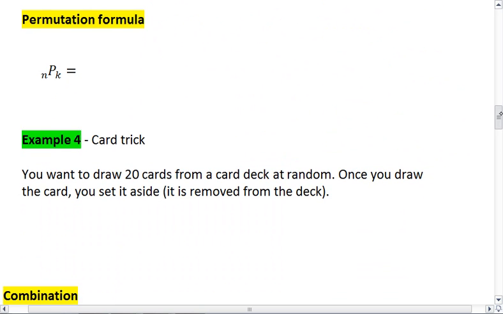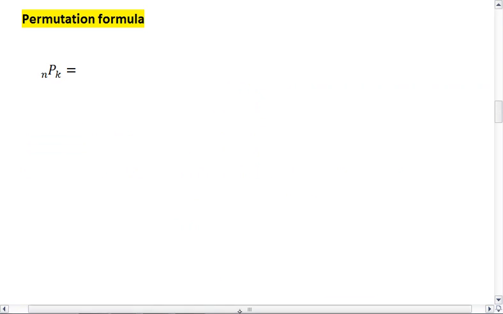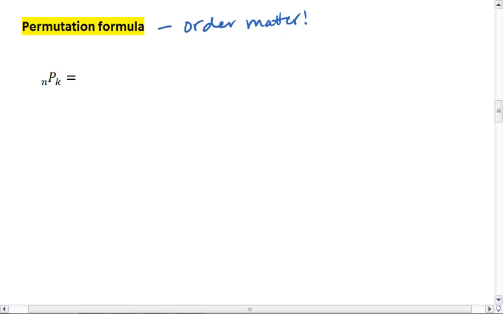This leads us into our permutation formula. If we know we have a permutation, and remember that means order matters, this formula works when repetitions are not allowed. So that's a really important note that you should make.